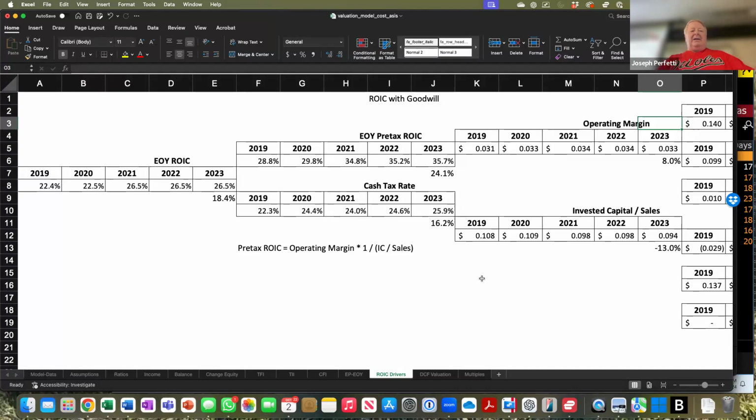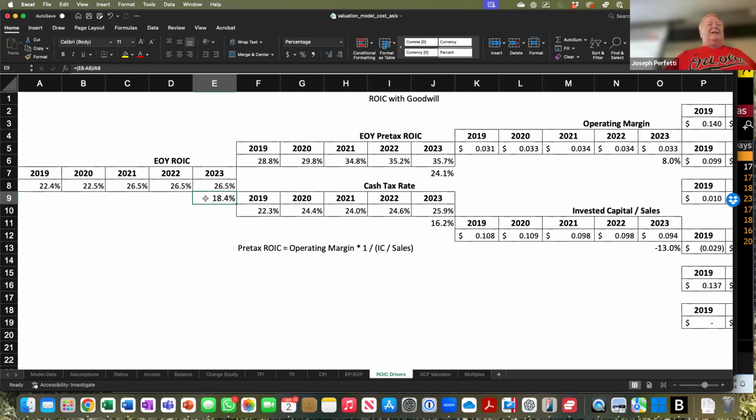So starting with the left side of the tree, end of year ROIC. In 2019, Costco's ROIC was 22.4%. In 2023, it was 26.5%. That is an 18.4% 5-year improvement. Okay, so ROIC got better over 5 years. Why? 3 drivers, 3 reasons, always 3 reasons, any company.